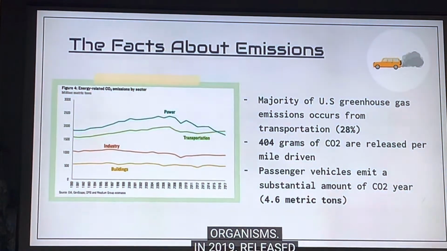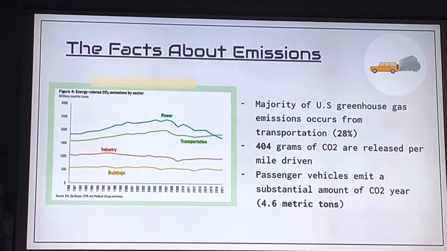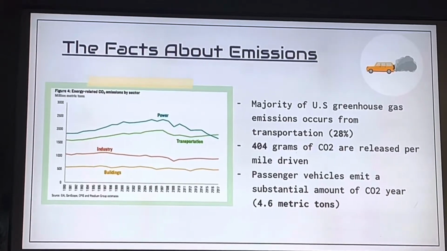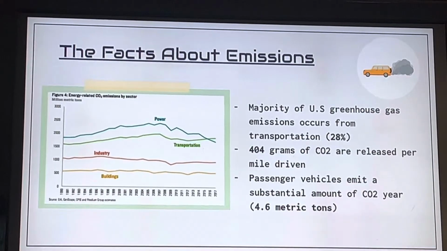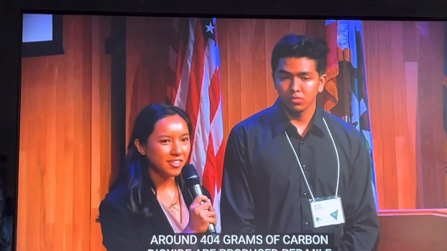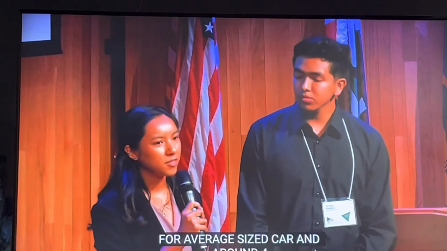All right. So a majority of U.S. greenhouse gases actually comes from transportation. So around 404 grams of carbon dioxide are produced per mile for an average size car. And around 4.6 metric tons of carbon dioxide are produced from a regular passenger vehicle per year. And if you didn't know, that's equivalent to the size of a fully grown elephant.